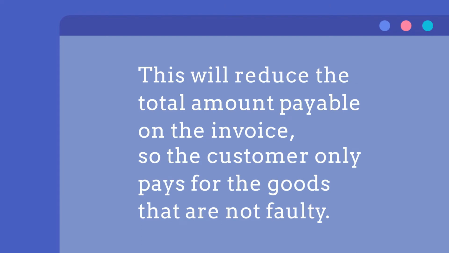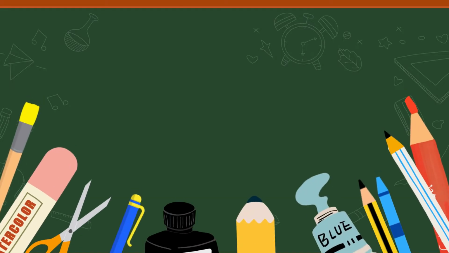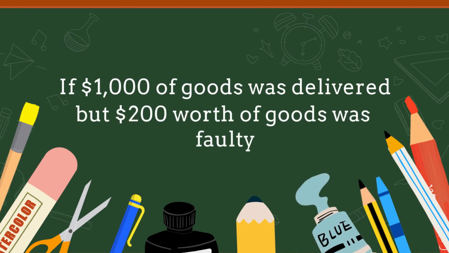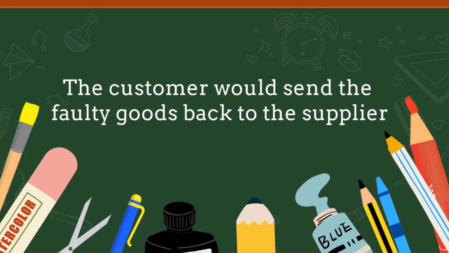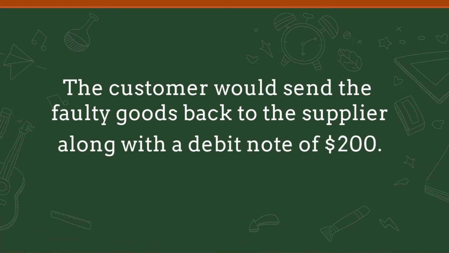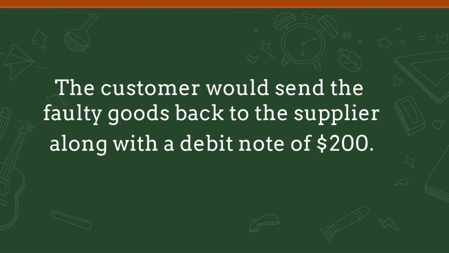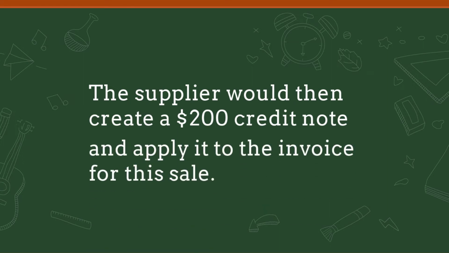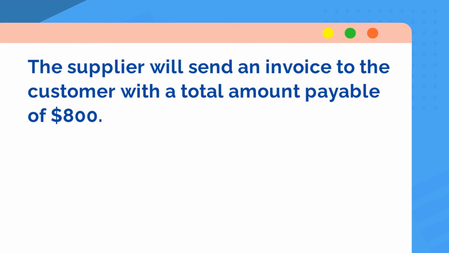For example, if $1,000 of goods was delivered, but $200 of these goods were faulty, the customer would send the faulty goods back to the supplier along with a debit note of $200. The supplier would then create a $200 credit note on their accounting system and apply it to the invoice for this sale. The supplier will send an invoice to the customer with a total amount payable of $800, which is the original $1,000 minus the $200 credit note.